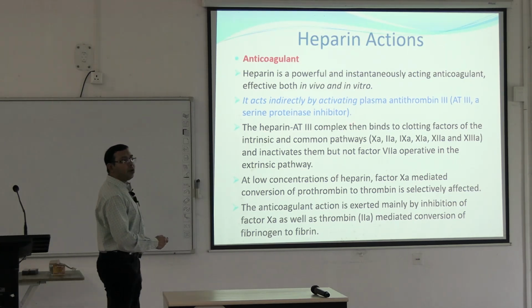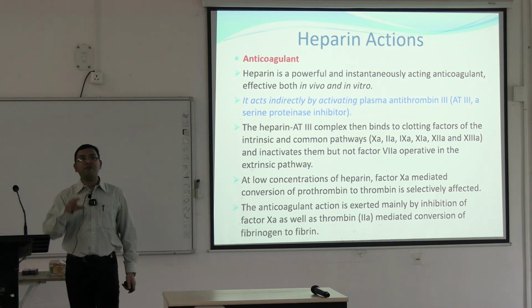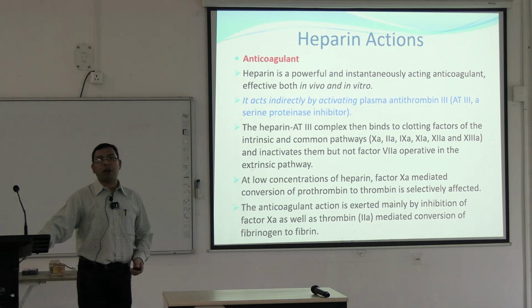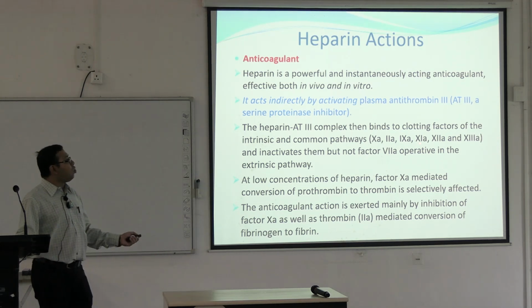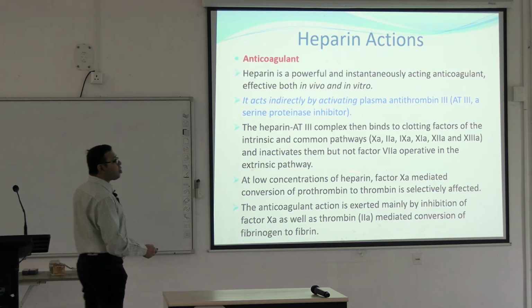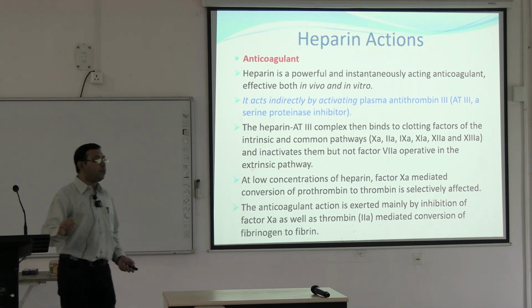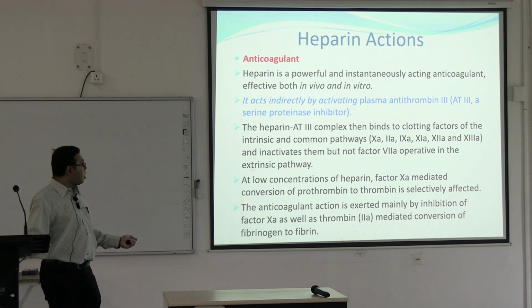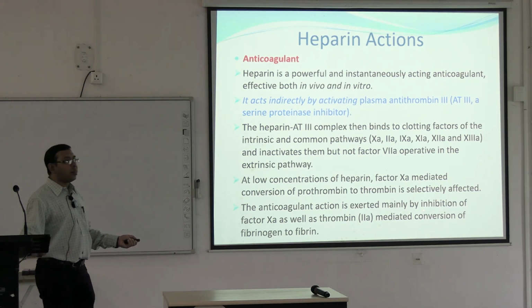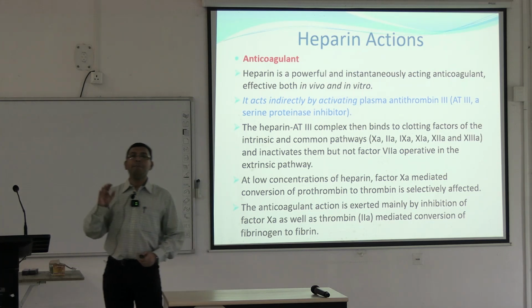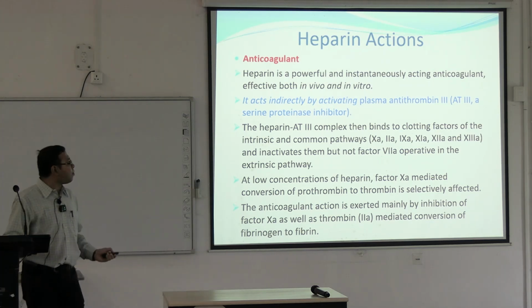The heparin-antithrombin 3 complex then binds to different clotting factors. You know the different clotting factors? Mainly it acts on the intrinsic and common pathway. So factors 10, 2, 9, 11 all are inactivated. At low concentrations of heparin, factor 10A mediated conversion of prothrombin to thrombin is selectively affected. We will discuss this. The anticoagulation action is exerted mainly by the inhibition of factor 10A as well as thrombin. So the long molecule of heparin basically inhibits both thrombin as well as factor 10A.